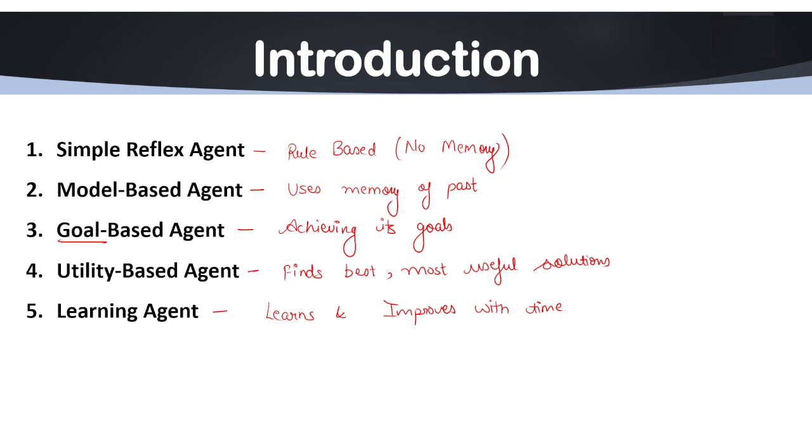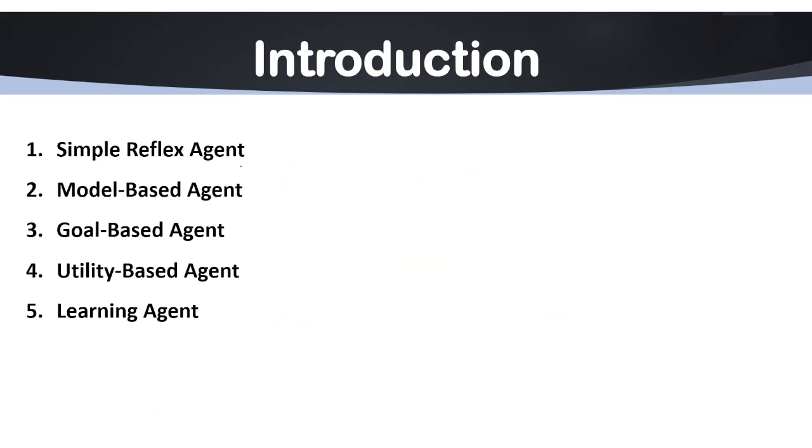Now let's discuss everything in detail. So here we have the first one, simple reflex agent. As we have discussed, it works on rules. It says if this happens, then do that. If it rains, then I will have a tea, right? It does not remember the past. It only looks at the current situation. That's why it is called simple reflex.